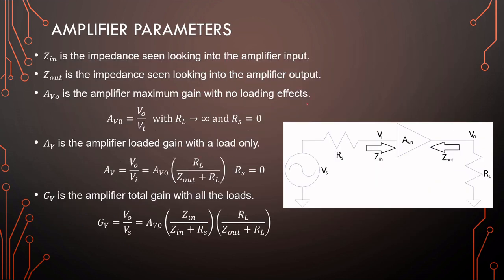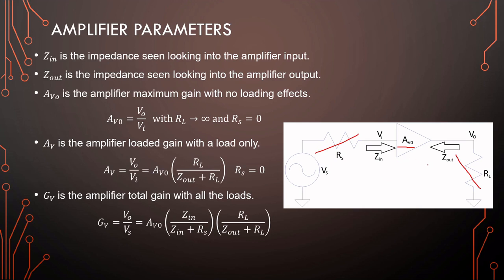So, the parameters that we want to get out is the input impedance of the amplifier. So, what do we see when looking into our amp? That is ignoring the source and ignoring the load. Okay, same with the output impedance. What do we see when looking into the amplifier from its output? And we want to know what the maximum possible gain of the amplifier is.